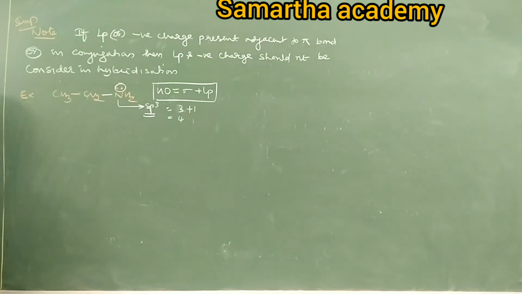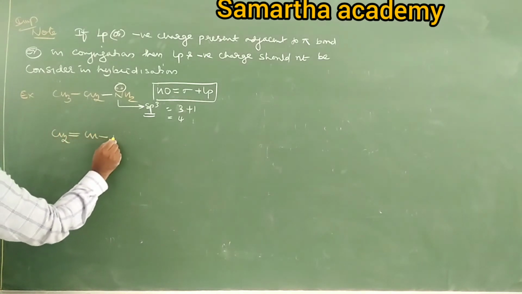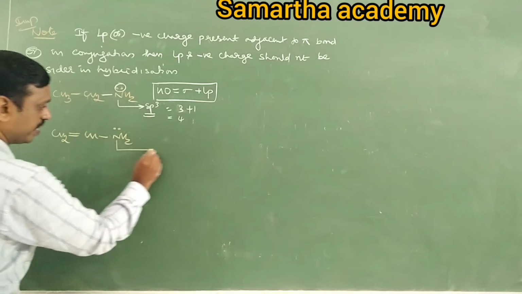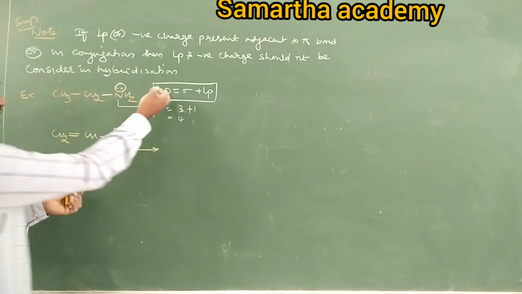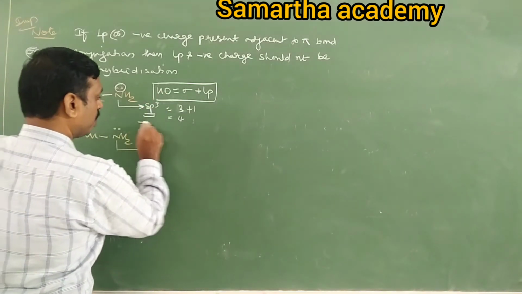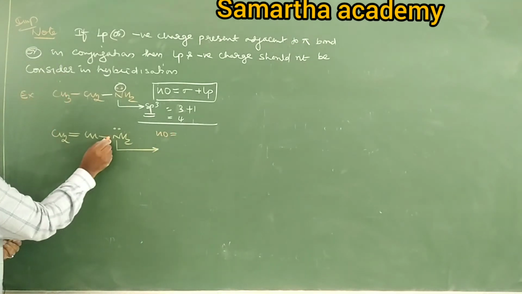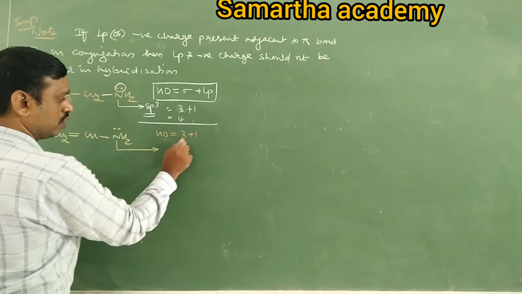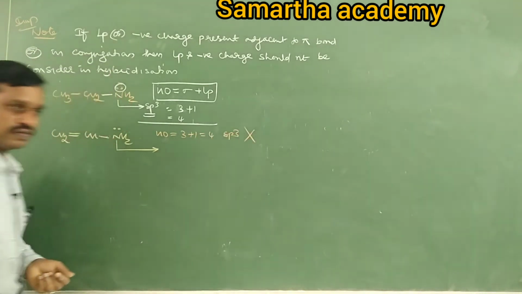But if the molecule is like this, CH2=CH-NH2 with a lone pair, what is the hybridization of this nitrogen? Is it sp3? If you calculate using the same formula, the number of sigma bonds is 1 plus 2, 3, lone pair equals 1, which equals 4. It is supposed to give sp3, but that is wrong.